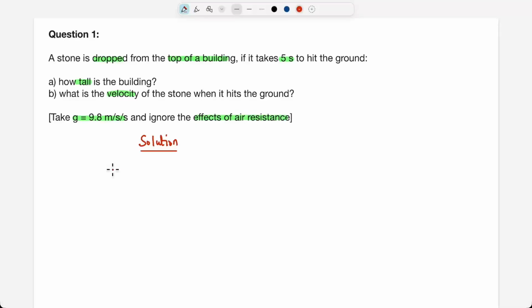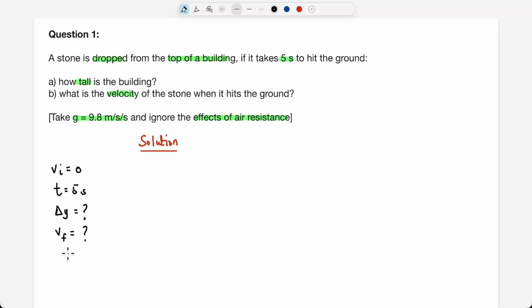So to solve this problem, we first need to record the data that is given to us. We are told that the stone is dropped. So being dropped means that the initial speed, which is Vi, is 0. And also, it takes 5 seconds to hit the ground. So the time it takes to hit the ground is going to be 5 seconds. We are to determine how tall is the building, meaning the vertical displacement or the vertical height, delta y, and also the final velocity with which it hits the ground.